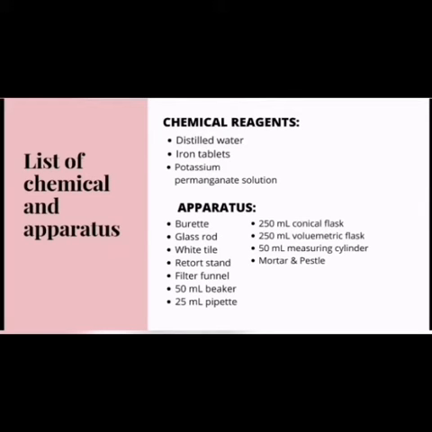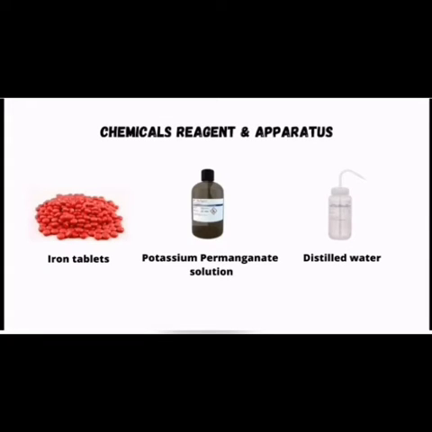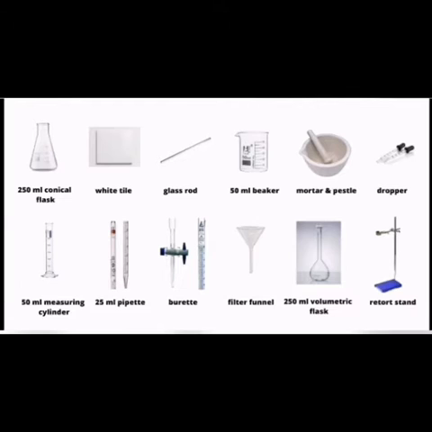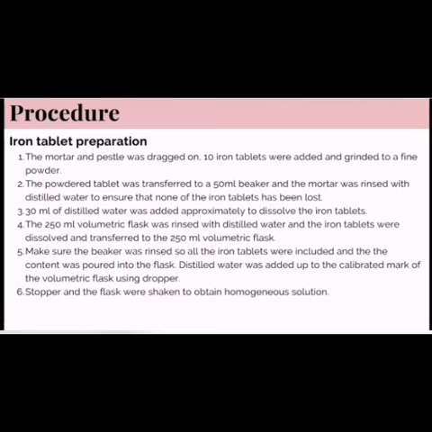This is the list of chemicals and apparatus. There are three chemical reagents: iron tablets, potassium permanganate solution, and distilled water. The apparatus are a 250 ml conical flask, white tile, glass rod, 50 ml beaker, mortar and pestle, dropper, 50 ml measuring cylinder, 25 ml pipette, burette, filter funnel, 250 ml volumetric flask, and retort stand.